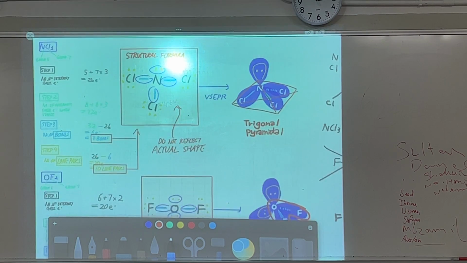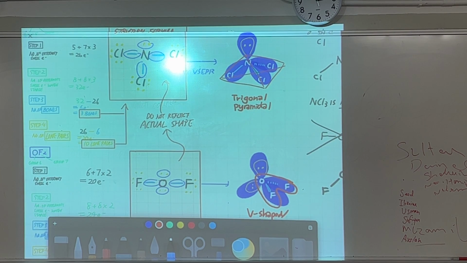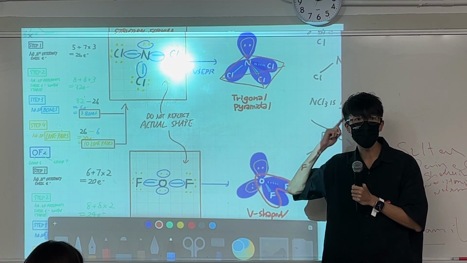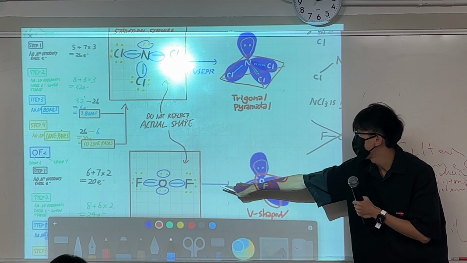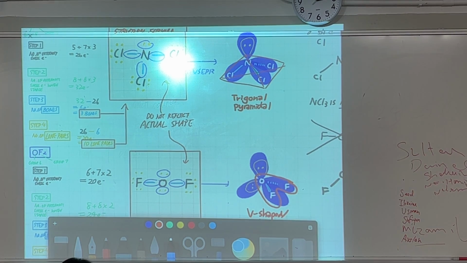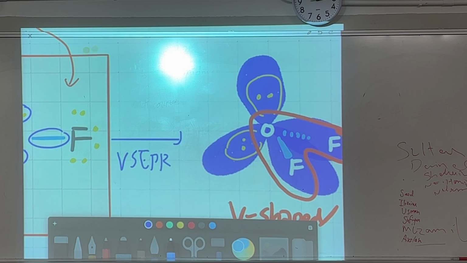Just because I drew the OF2 like this doesn't mean OF2 is a linear molecule. You have to be careful. Only after you apply VSEPR, write down VSEPR here, valence shell electron pair repulsion theory.